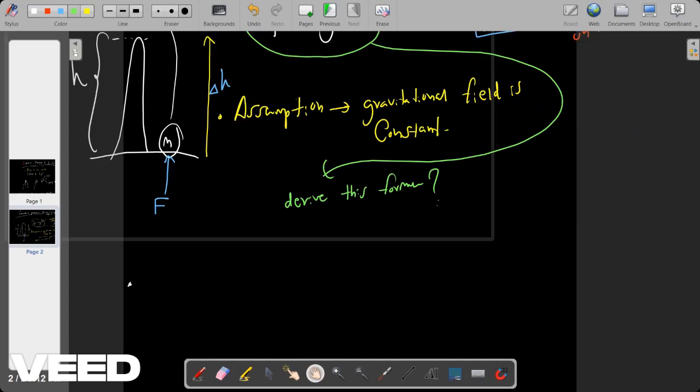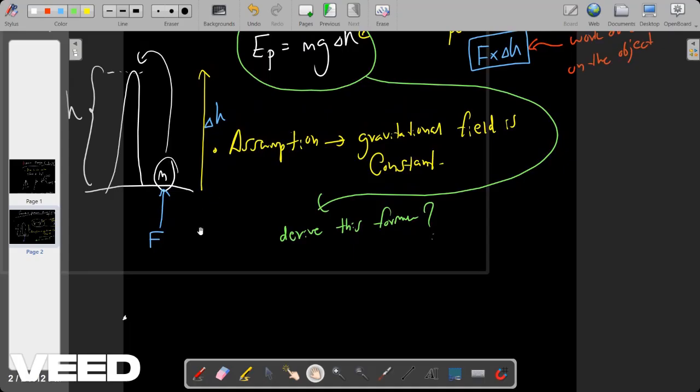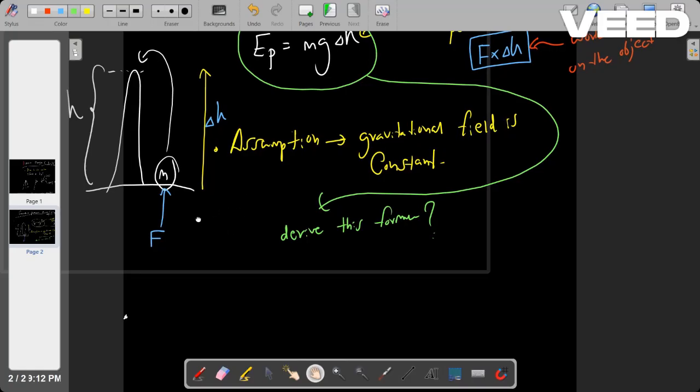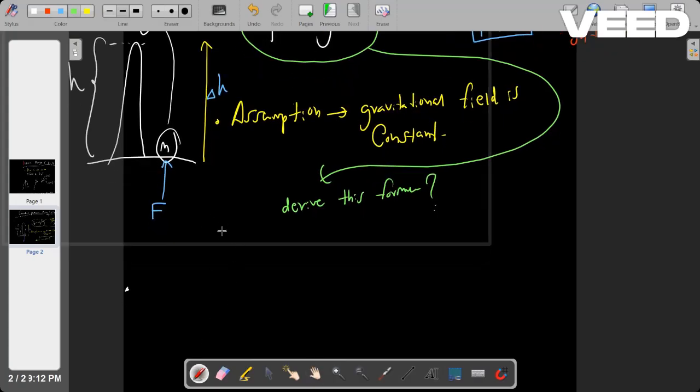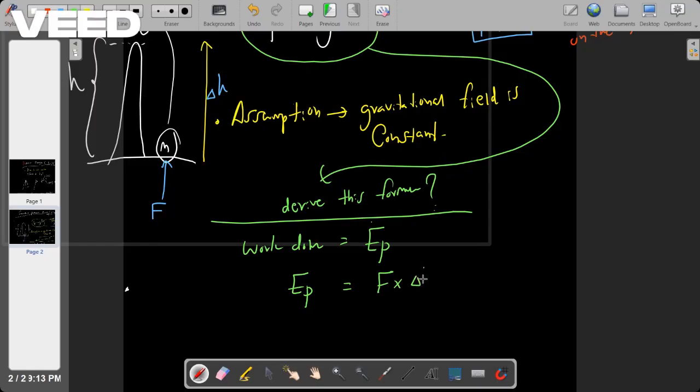Do these things. One way or the other, if you can get the derivation, derivations are easy. Another thing is you know you got the right answer if you can get the expected formula with the given symbols. So the correct answer: as we discussed, work done is equal to stored potential energy EP. So EP equals work done, which is F into S, in this case delta H.